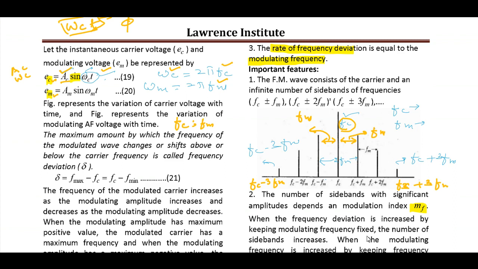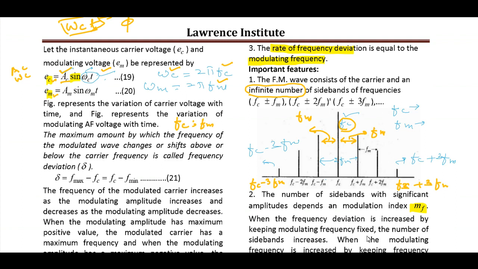Now, in case of amplitude modulation, we have only two sidebands. One is fc minus fm and the other is fc plus fm. But in case of frequency modulation, we have a large number of bands. Though only a few are effective, we definitely have a very large number. You can say an infinite number. We can have an infinite number of sidebands, note it down. While in case of amplitude modulation, we have only one sideband on each side, here we can have an infinite number of sidebands.